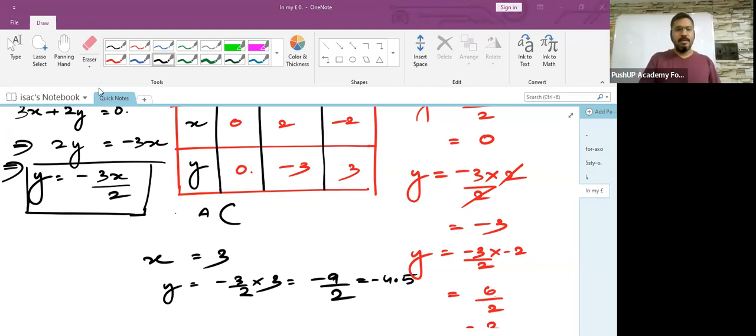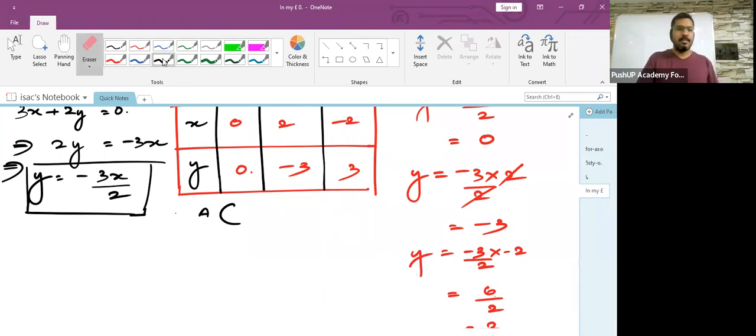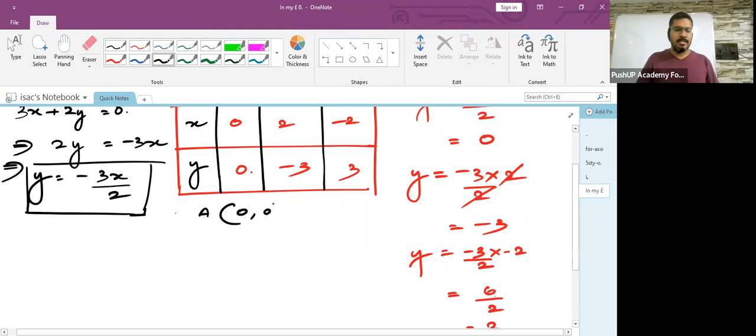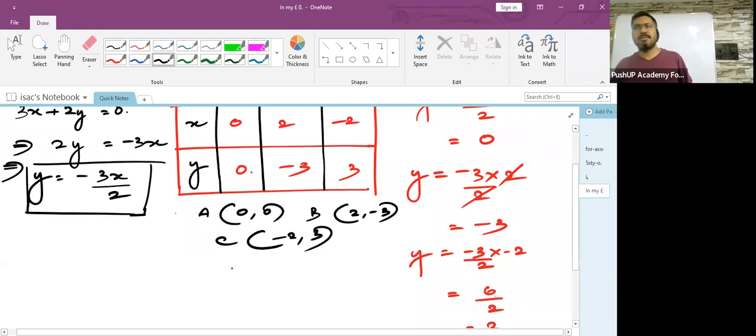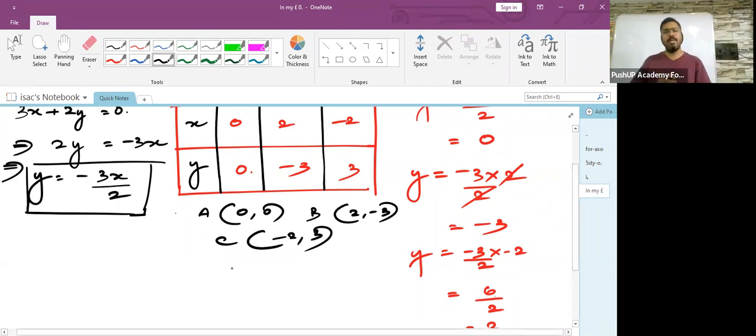Okay. So here, the points which you have to plot are A (0, 0). Ronia, followed it? Yesterday you were absent, no? Point B is (2, minus 3). And point C is what? (Minus 2, 3). Plot these points and you will get a straight line if you connect them. 0, 0 is the origin. 2, minus 3 is in the fourth quadrant. And minus 2, 3 is in the second quadrant. So this is how you are going to get the line. Second quadrant, origin, fourth quadrant. A straight line you will get.